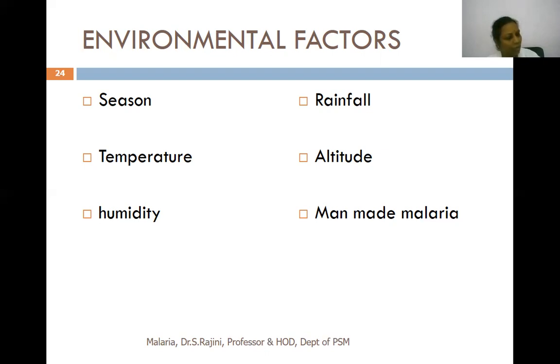So what is man-made malaria? Burrowing pits, garden pools, irrigation channels, projects. So where man has made all this construction and made water stagnate and store in those places, mosquitoes can breed. So that is called man-made malaria.